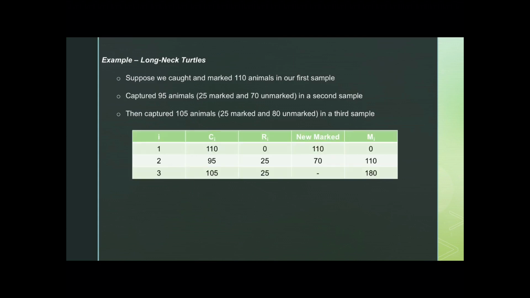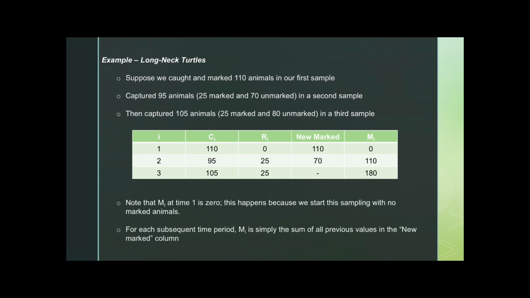So we place that data into a table. The thing for you to note is that at time 1, M1 represents 0. This happens because we are starting the sampling and there are no marked animals at this stage. The thing to remember, though, is that for each subsequent time period, M is simply the sum of all the previous values in the new marked column. Okay, so pause the video, take some time to read through that and make sure that you are okay with it.